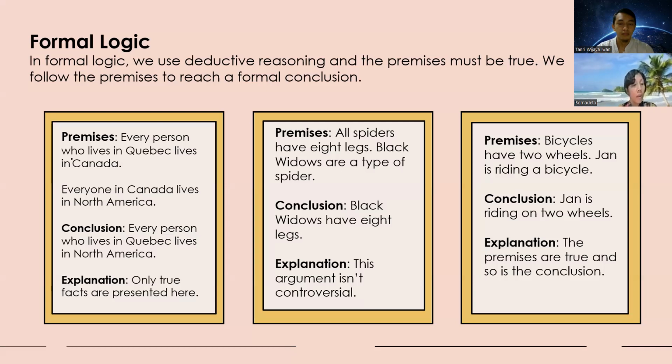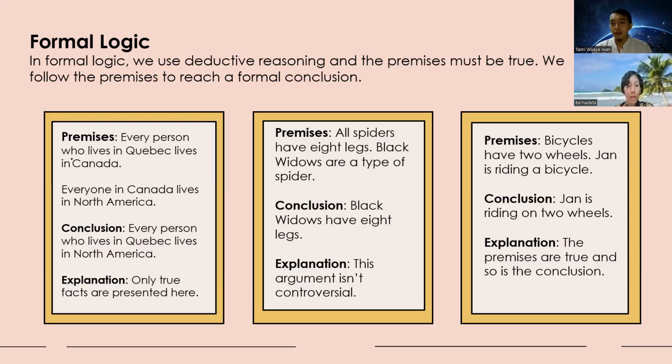Let's take an example. The premises: every person who lives in Quebec lives in Canada. Everyone in Canada lives in North America. The conclusion is every person who lives in Quebec lives in North America. The explanation of this: true facts are presented here. All right, so the next is all spiders have 8 legs. Black widows are a type of spider. So the conclusion is black widows have 8 legs. The explanation of that is because the argument is not controversial.